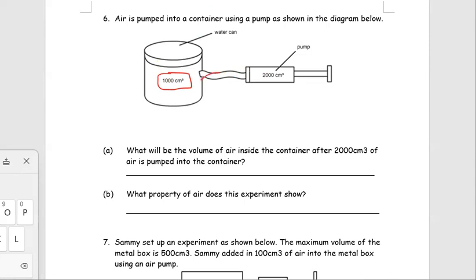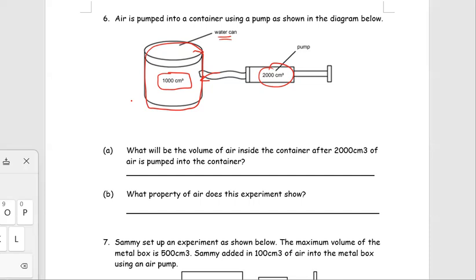So when you pump air in, it does not matter how much air you pump in. The air will all be compressed into this container because air has no definite volume. It takes the volume of the container. When you pump air in, will the container become bigger? No, right? The water can will still be the same size.